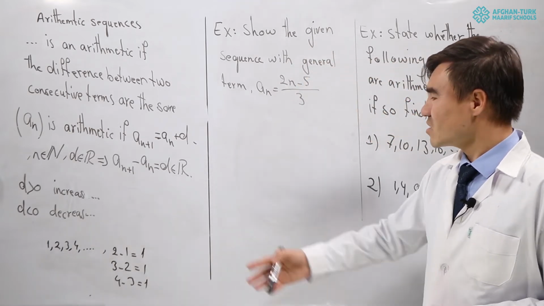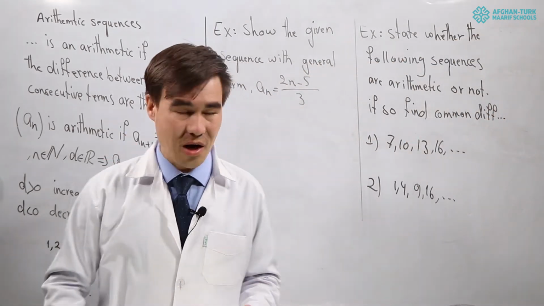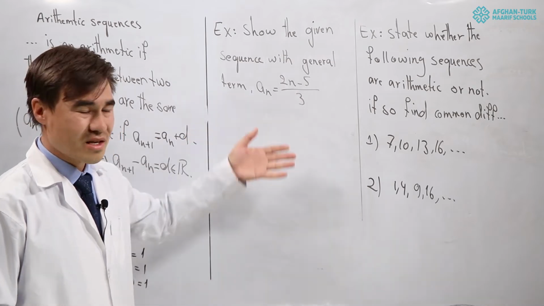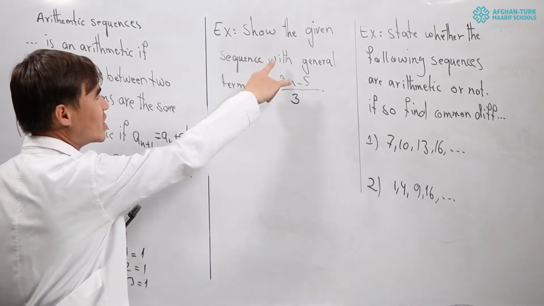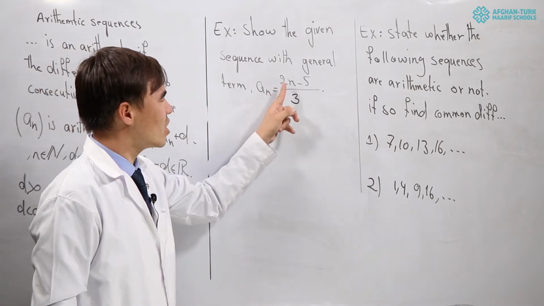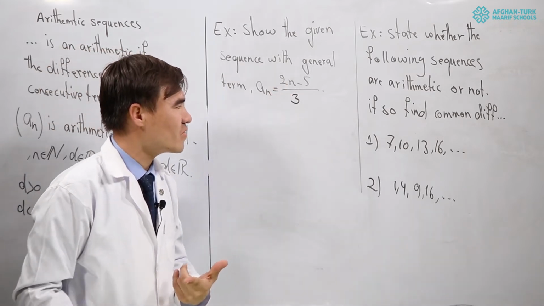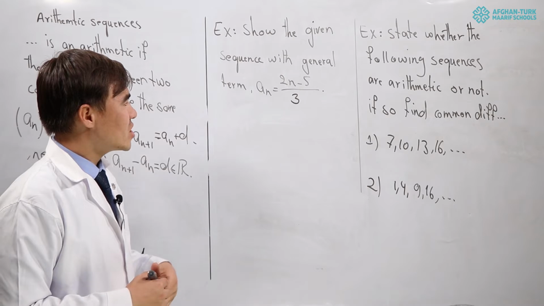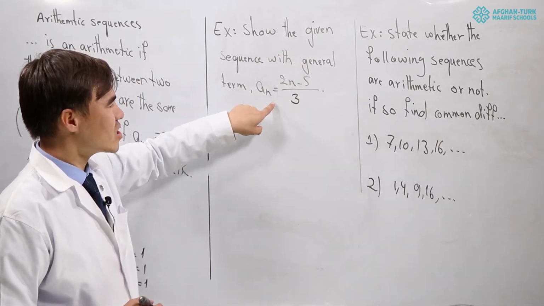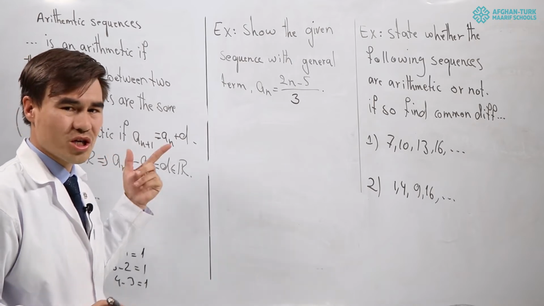Okay, dear students, let's check the things we taught about arithmetic sequences with some examples and illustrate them. Show that the given sequence with general term a_n equal to (2n minus 5) over 3 is an arithmetic sequence or not.